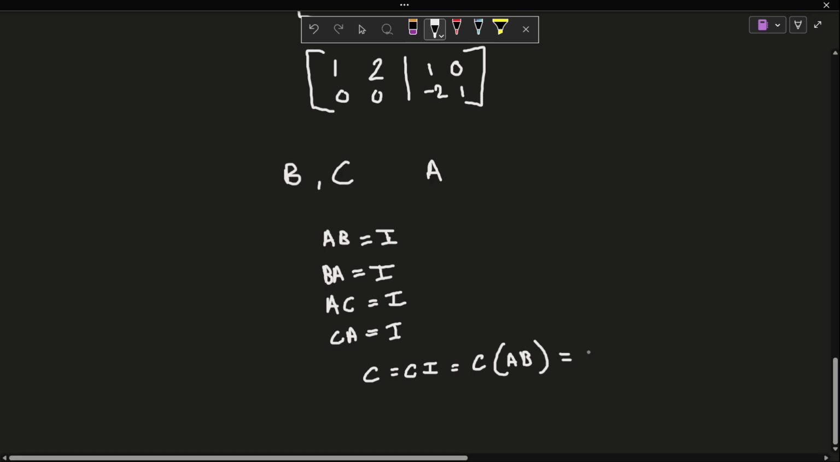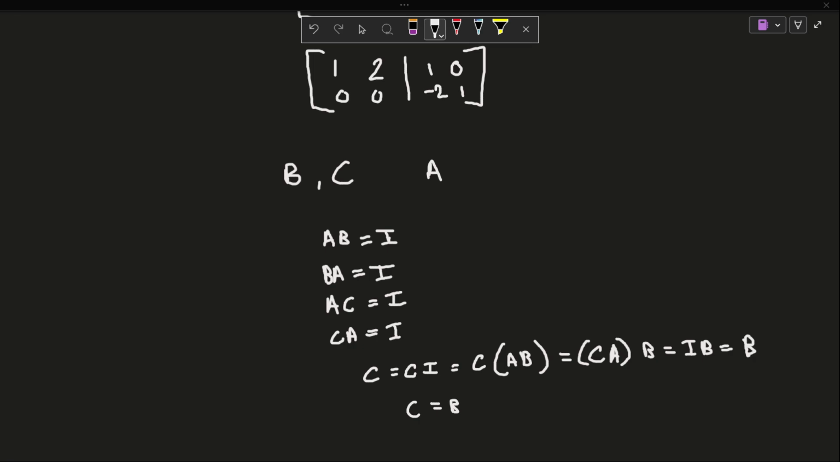And it's associative. We know that matrix multiplication is associative. It might not be commutative, but it is definitely associative. So we can associate these two instead. Then we know that CA is equal to I. So we get IB, and then we get just B, because I times B is just B. So C equals B here, which means that the inverse is always unique.